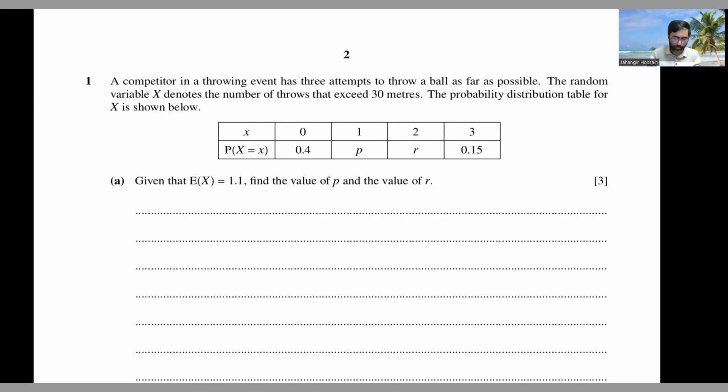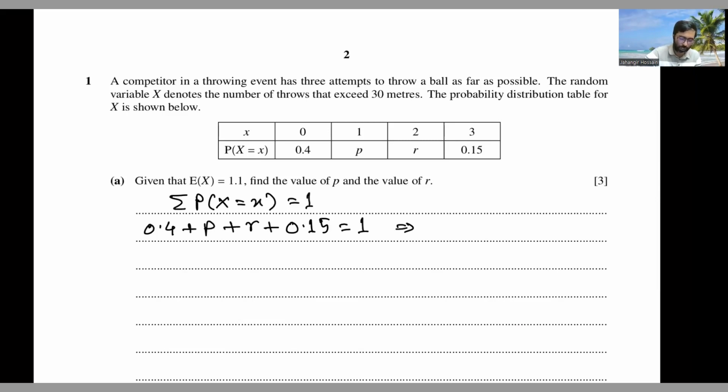So it's two unknowns, we need two conditions, and the first condition is that the sum of all the probabilities is equal to 1. If we apply this, we have 0.4 plus P plus R plus 0.15 equal to 1. So from this, P equals 1 minus 0.55, that is 0.45 minus R. That's the first equation. And the second condition is E(X) equal to 1.1.